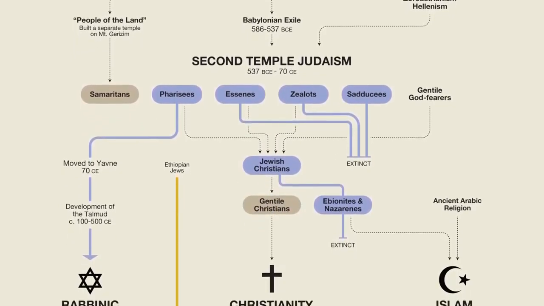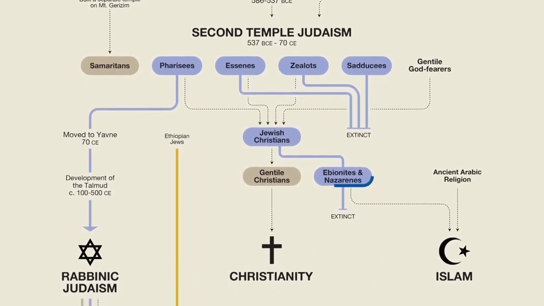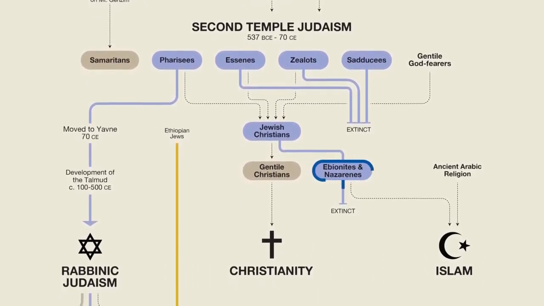The early Christians who continued to maintain Jewish traditions, such as the Ebionites and Nazarenes, eventually went extinct, although there is evidence that they had an influence on the development of Islam before doing so. Anyway, the Essenes, Zealots, and Sadducees also all went extinct back when the Romans destroyed the Jewish temple in 70 CE. Thus, the only sect of Second Temple Judaism that survived was that of the Pharisees.